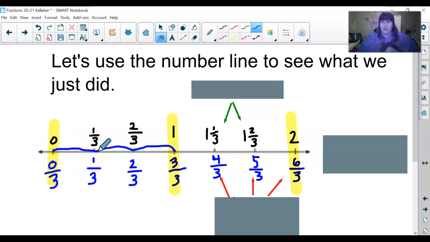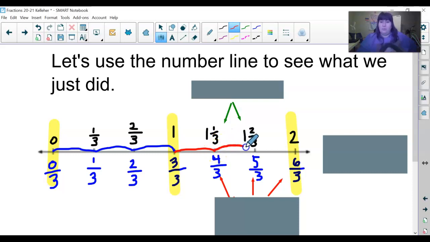1 jump, 1/3. Another jump, 2/3. Another jump would be 3/3, which we know is the same as 1 whole. Now, just because it goes all the way to 1 doesn't mean we can't keep going. We actually have to go past. So after 1 whole or 3/3, our next jump, we could say 4/3, an improper fraction showing that we have more than 1, or 1 and 1/3, a mixed number showing we have more than 1.